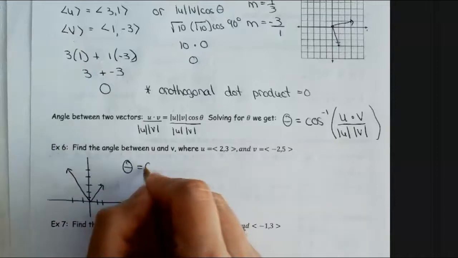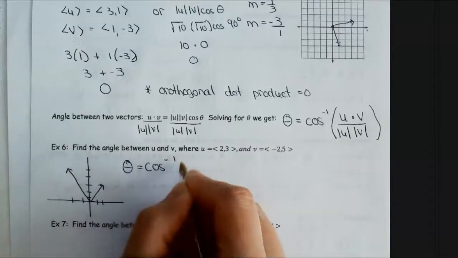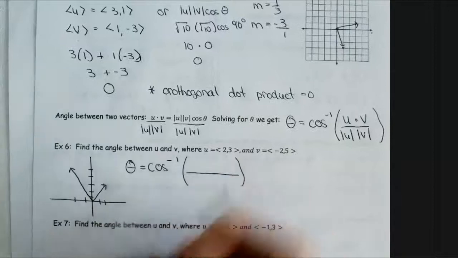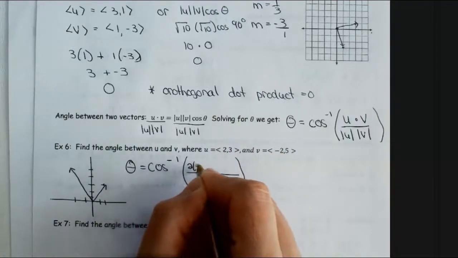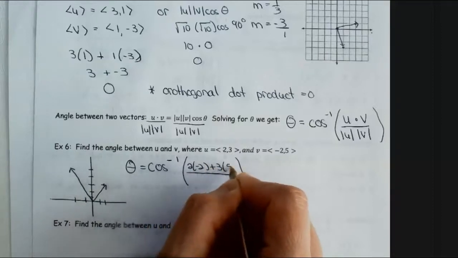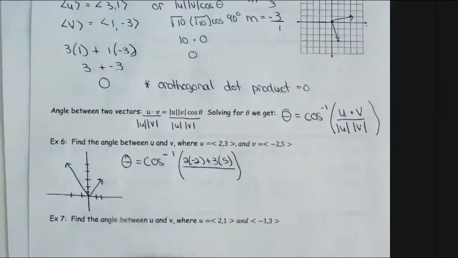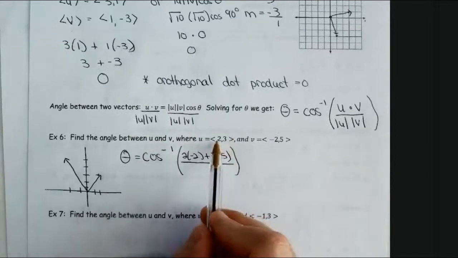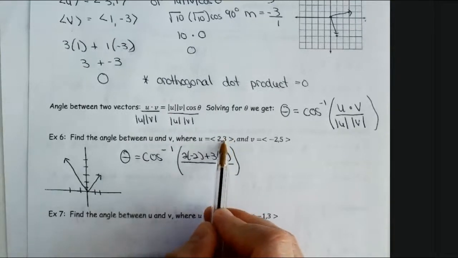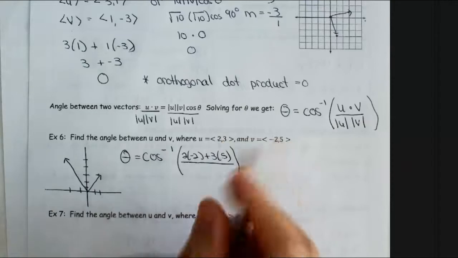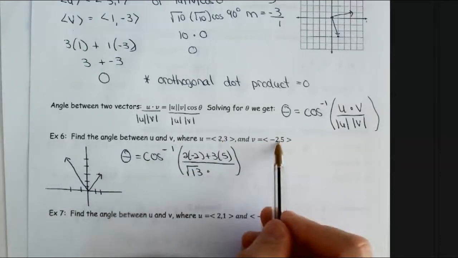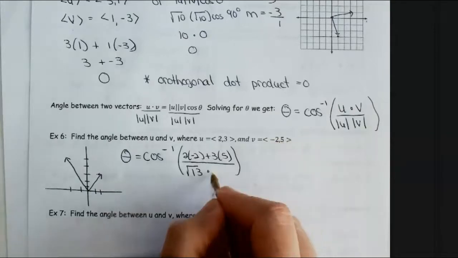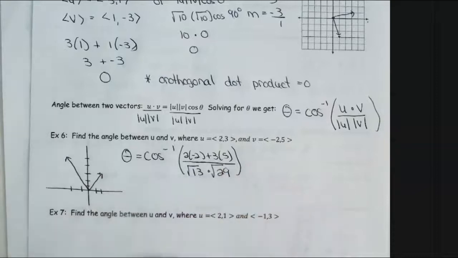So take a look, it says inverse cosine, so we want to find the dot product of those two vectors to begin with. So 2 times -2 plus 3 times 5 divided by the magnitude of each vector. So the magnitude here is 4 squared plus 3 squared, which would end up being radical 13. The magnitude of this vector would be -2 squared plus 5 squared, which ends up being radical 29.